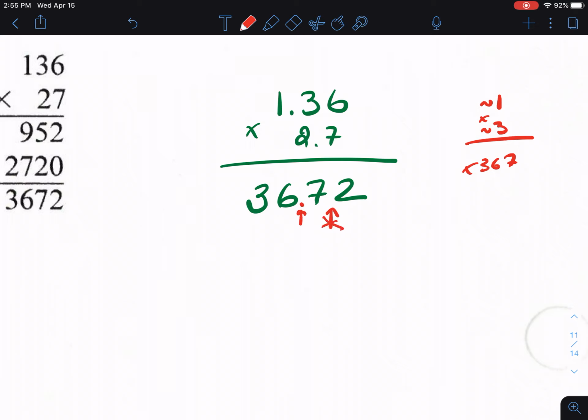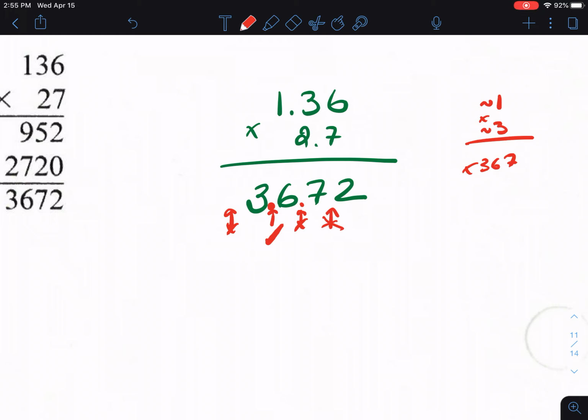How about here? If we multiply about 1 times about 3, is it possible for us to get 36? It is not. Is it possible for us to get 3.6 something? That it is. Is it possible for us to get 0.3 something when we multiply something around 1 by something around 3? It is not. So this is not possible. So the only place where the decimal could really go is after the 3.